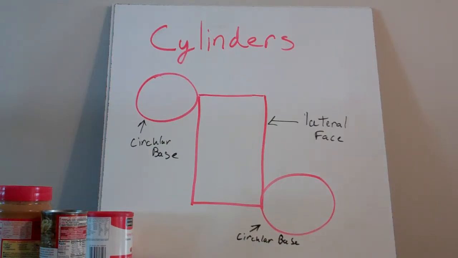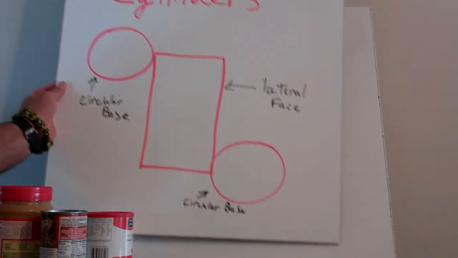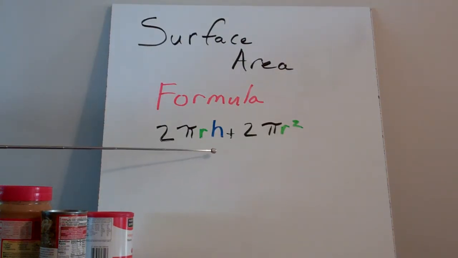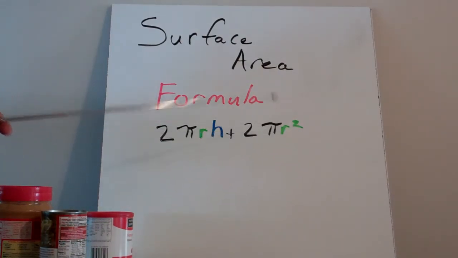Okay, so we will start talking today about surface area of a cylinder. And surface area is going to use the formula 2 pi times the radius times the height plus 2 pi r squared. So this portion here is going to be for the lateral faces, and then this portion here is going to be to find the area of the two circular bases.